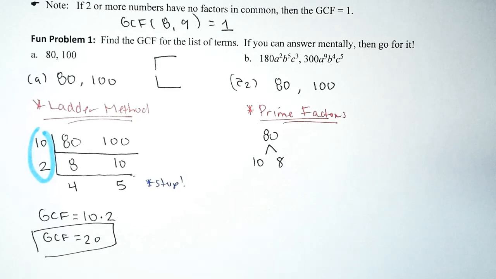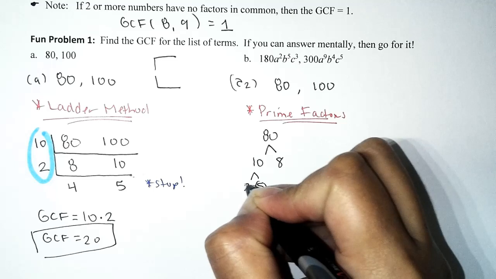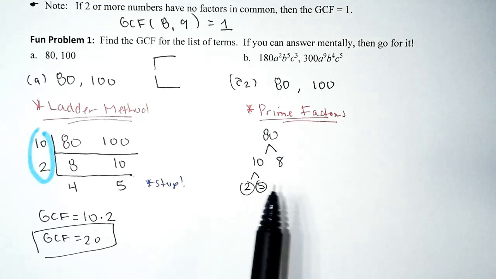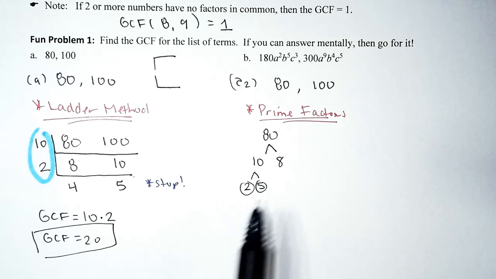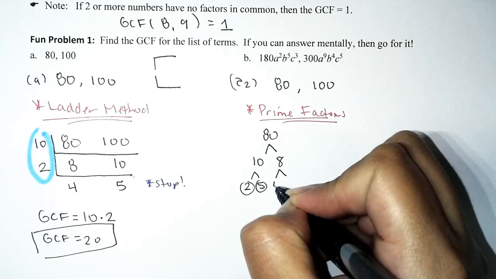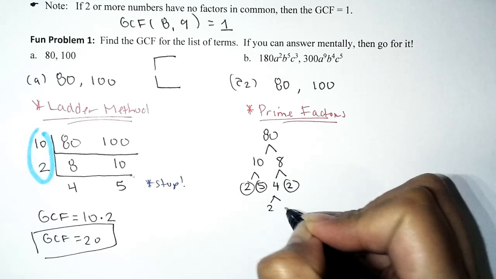Okay, we cannot read each other's mind, so our trees may look different, but if we keep our cool, all the tips should match. Okay, 10 is the same as 2 times 5, and I like to circle the prime numbers because sometimes we have so much board work that I tend to lose the prime numbers. 8, we branch it out, it's 4 times 2, where 2 is prime, and then 4 is 2 times 2.